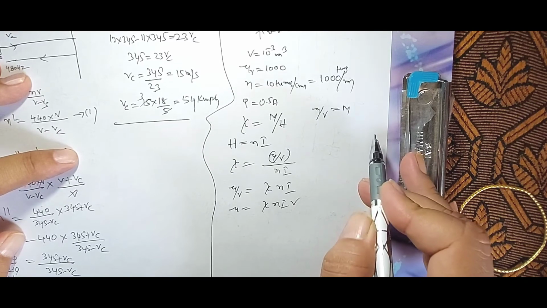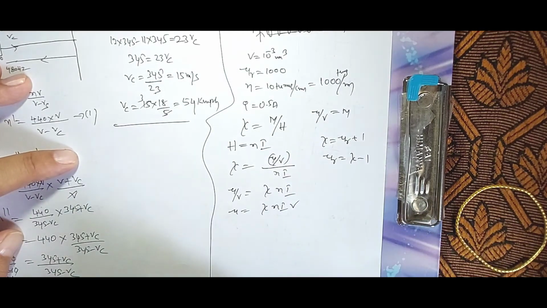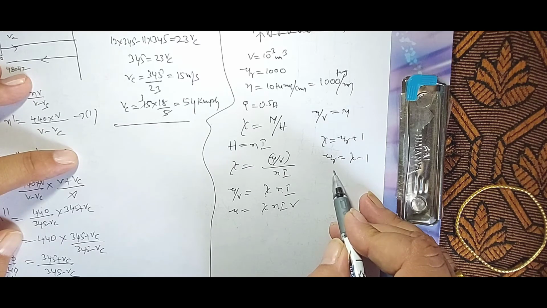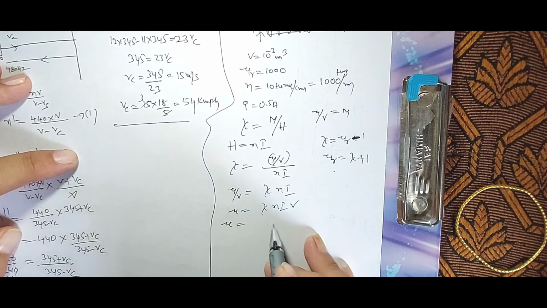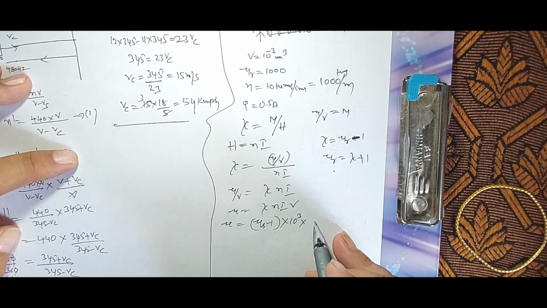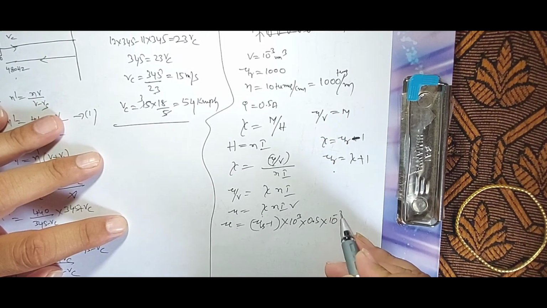There is a relationship between relative permeability and susceptibility: mu r is equal to Xi plus 1, so Xi is equal to mu r minus 1. So, here the magnetic moment of the iron rod is equal to Xi, that is mu r minus 1, into N, the number of turns per meter, that is 10 cube, into I, the current, that is equal to 0.5, and volume is 10 to the power of minus 3.